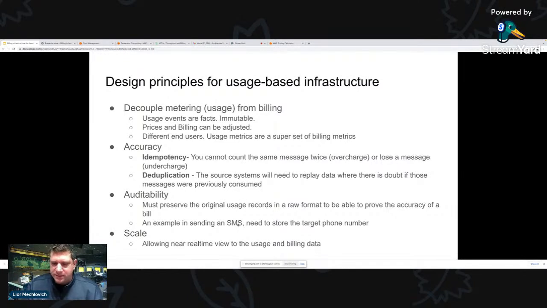And even, for example, for an SMS, you want to show a call record, right? So if you're telling the customer they used 600 SMSs, they can ask for the call record: show me who did I send those 600 SMSs to. So it's not just accumulating the amount of SMS sent, but you also need to keep the audit.